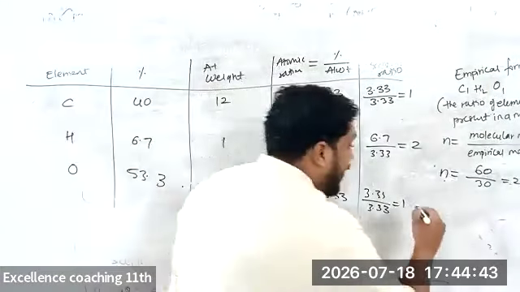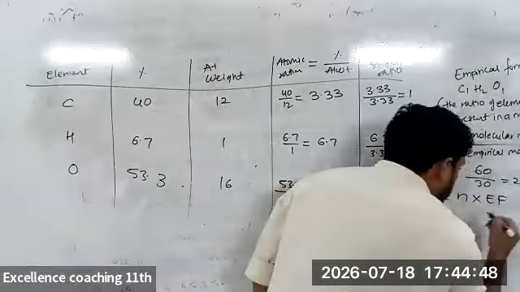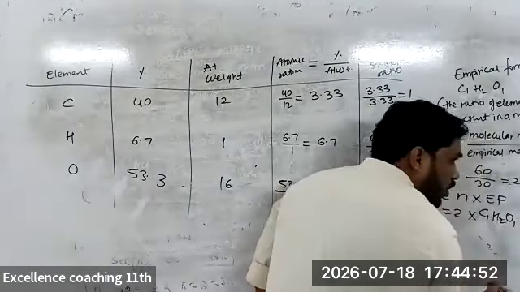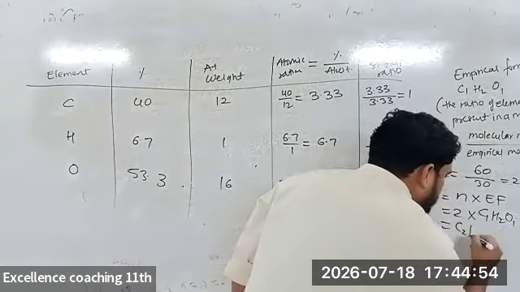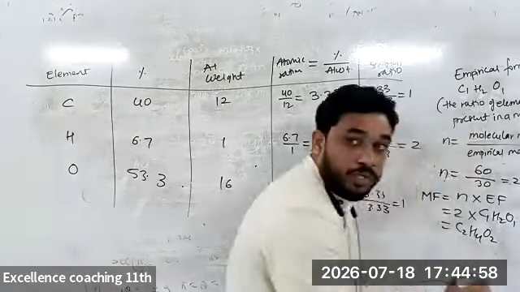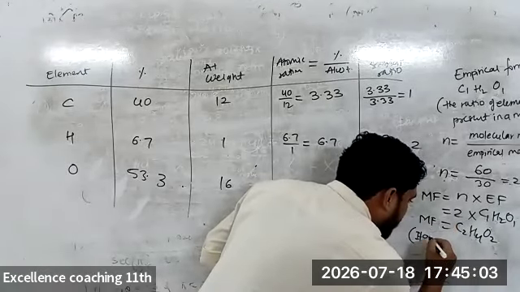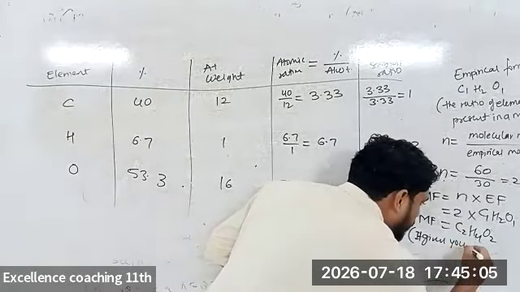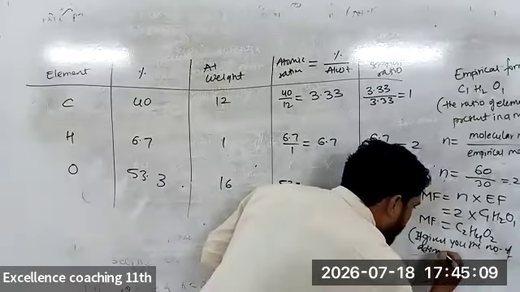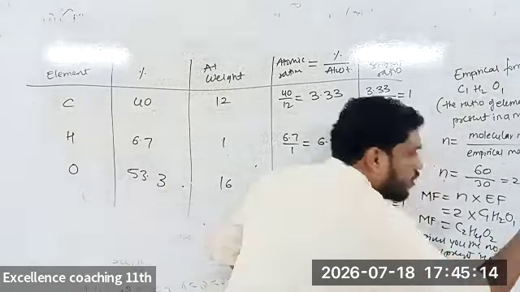To calculate the molecular formula, molecular mass is equal to N into empirical formula. N is 2. Empirical formula is C1, H2, O1. Multiply this: C2, H4 and O2. Now, this is your molecular formula. It gives you the number of atoms present in a molecule.